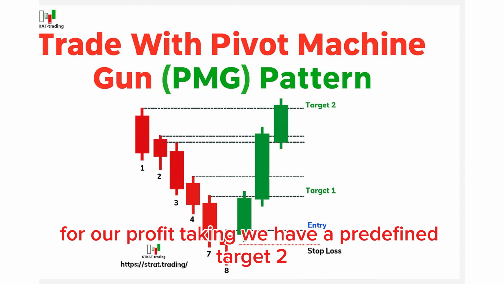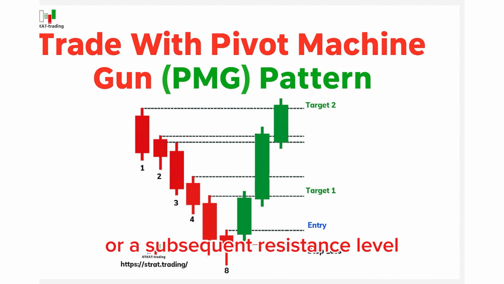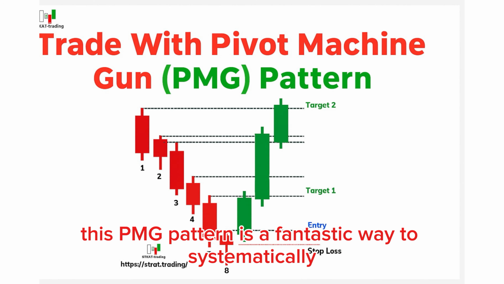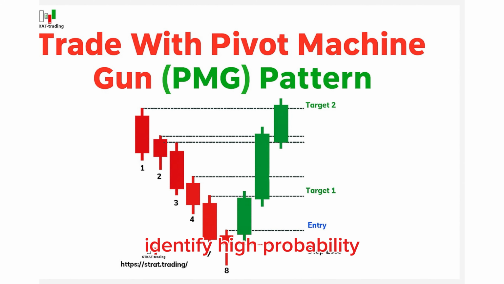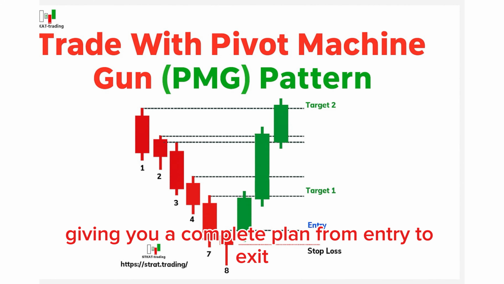For our profit-taking, we have a predefined target 2, which is typically based on a measured move or a subsequent resistance level. This PMG pattern is a fantastic way to systematically identify high-probability continuations within a strong trend, giving you a complete plan from entry to exit.